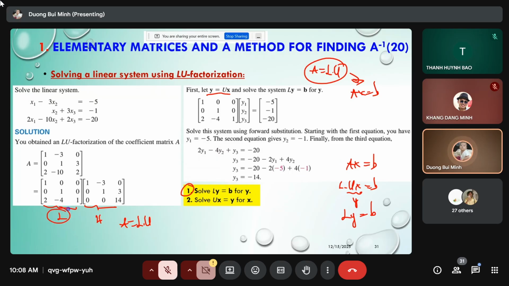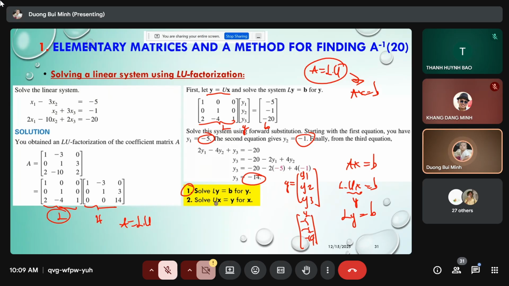Do we know L? Yes. Do we know B? Yes, so you can get Y. This is L, this is Y, this is B. So we can get Y. Y is Y1, Y2, Y3. So Y1 is minus 5, Y2 is minus 1, and Y3 is minus 14.